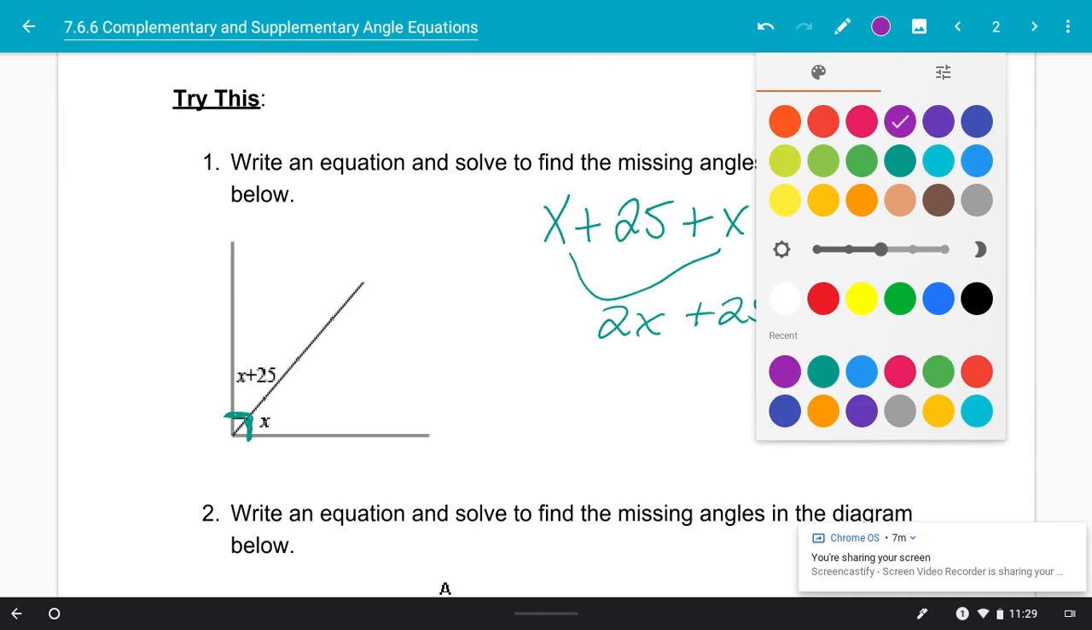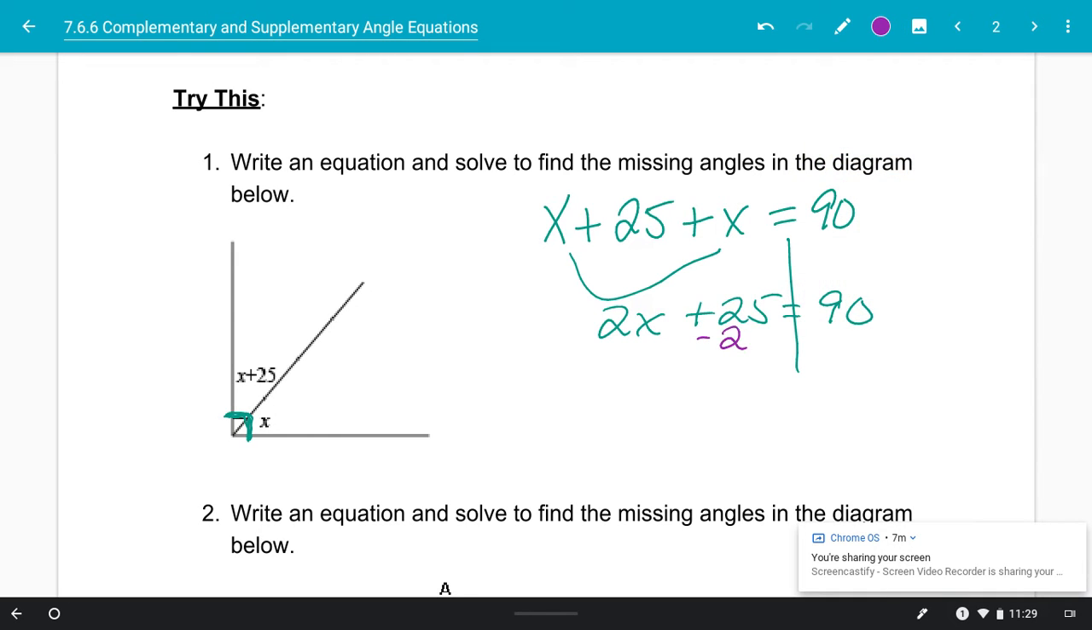All right, so now we're ready to start solving. I'm going to subtract the constant. We're using those inverse operations here. 90 minus 25 giving us 65. And I divide to get x equals 32.5. Do not be alarmed by the fact that we got a decimal. That's totally okay. Decimals, fractions, they happen. So we can work with that. We can always use our calculators as well.